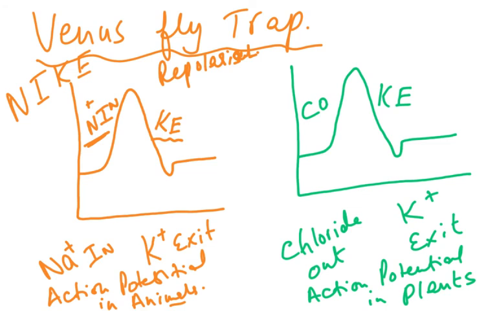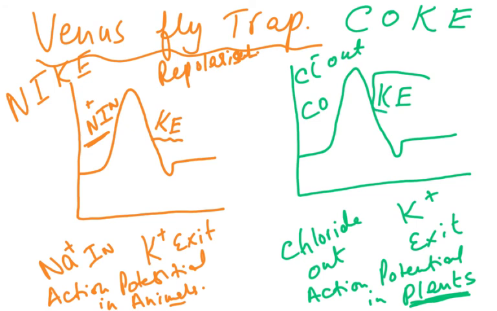But what happens in plants? What happens in plants is, the important thing is, it's not like this. It's not sodium in and potassium out. It's chloride out. So the mnemonic for that is very easy for you all to remember. So chloride ions move out. But repolarization is the same as in animals. So repolarization is the same, but the depolarization is different. The depolarization is because of the chloride ions moving out.